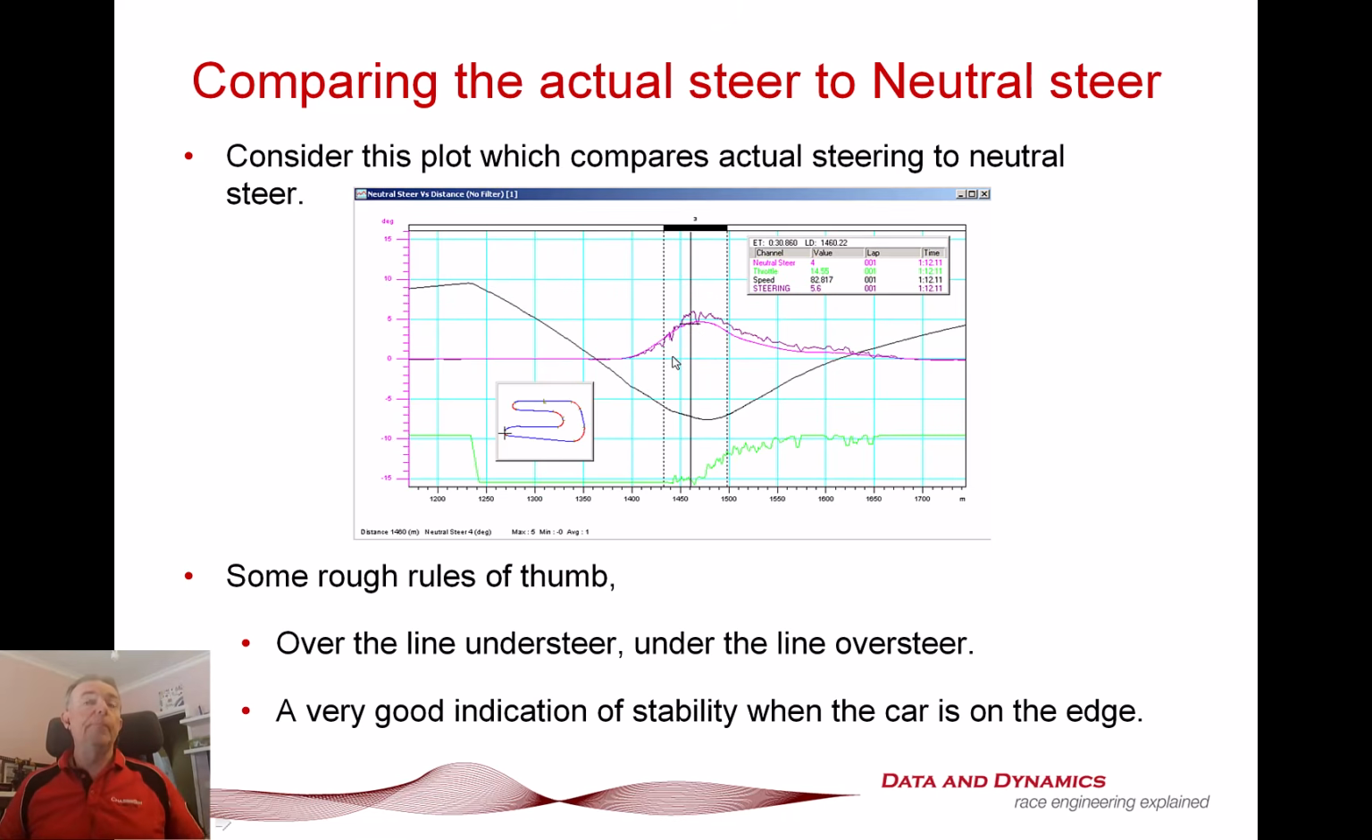Because when I'm looking at data, and particularly when the car first comes in, once I obviously do the basics of checking engine health, etc., this is the first channel I look at. What I'm looking at is the comparison between actual steer and neutral steer. If you're over the line, you're understeering. If you're under the line, you're either oversteering or the car is on the edge. That is always probably my first go-to, and particularly when we come to reviewing car stability, it's your first port of call. However, it's not the complete story.